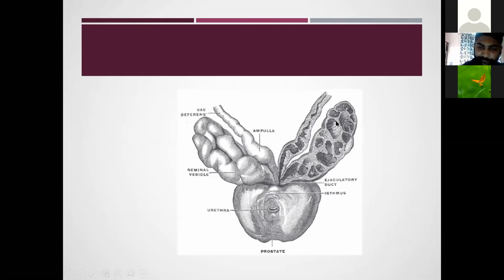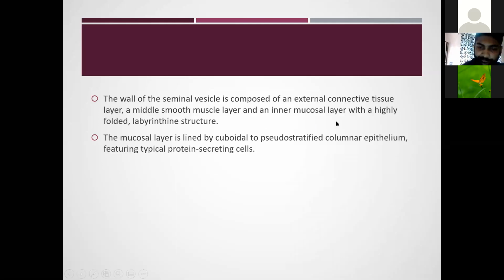The mucosal layer is lined by cuboidal to pseudostratified columnar epithelium, featuring typical protein-secreting cells. Pseudostratified means it is formed by a single layer of cells, but it gives the appearance of being made of multiple layers of cells. That is why it is called a pseudostratified columnar epithelium.